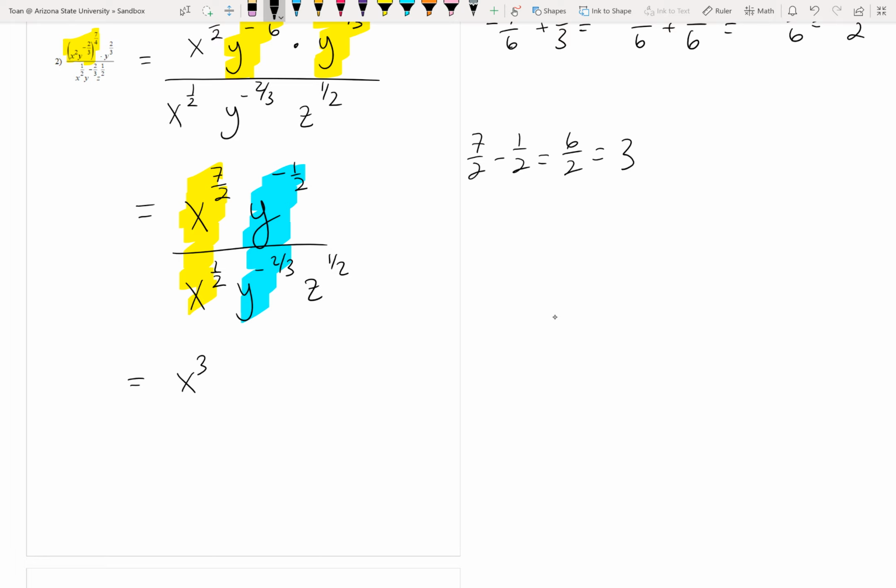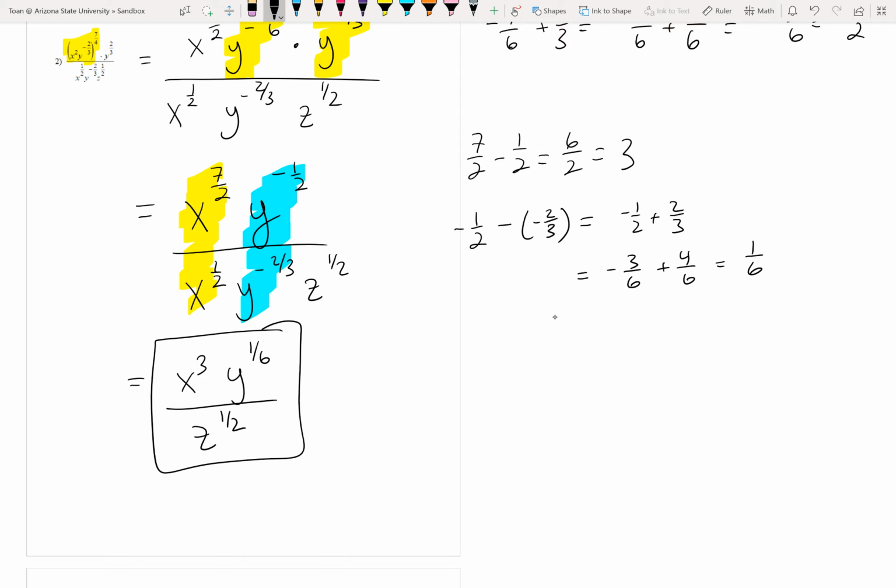For the y's, technically negative 1/2 is bigger than negative 2/3, so we'll go ahead and do negative 1/2 minus negative 2/3. So that's going to be negative 1/2 plus 2/3. Common denominator is 6. That's negative 3/6 plus 4/6, which is 1/6. And again, since the y's are big and on top, I'll put my answer of y to the 1/6 on top and the z to the 1/2 on the bottom. Technically speaking, we have fractional exponents in the denominator. We should rationalize, but I didn't say you had to rationalize for this problem, so this was all I was looking for.